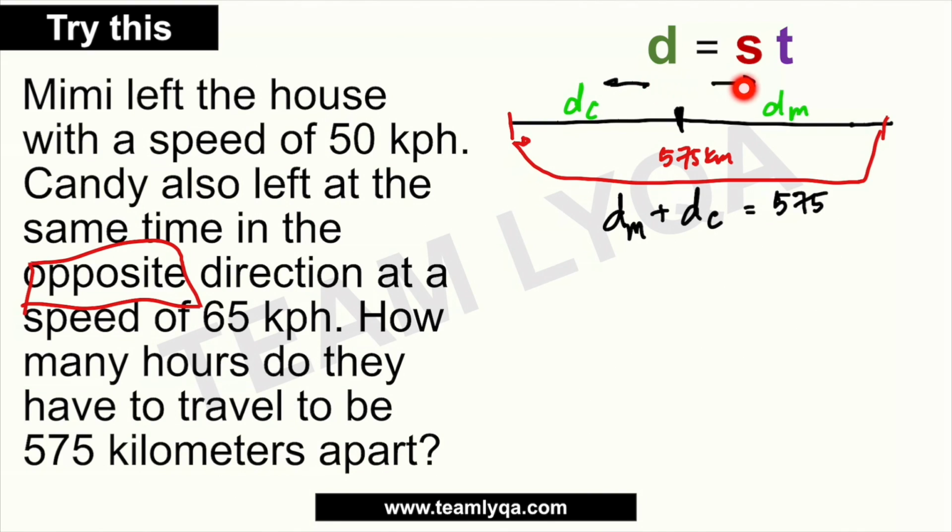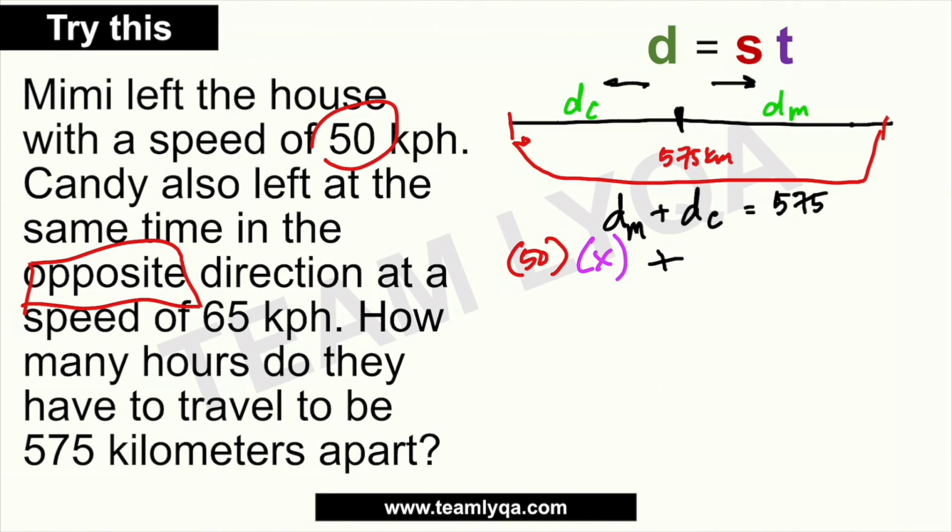Start tayo doon kay Mimi. Dahil ang distance is equal to speed times time, kukunin natin yung speed ni Mimi. Ang speed daw niya ay 50 kilometers per hour. So, let's take that, 50. Mumultiply natin siya doon sa time. So, ang time hindi natin alam. So, that becomes our x.